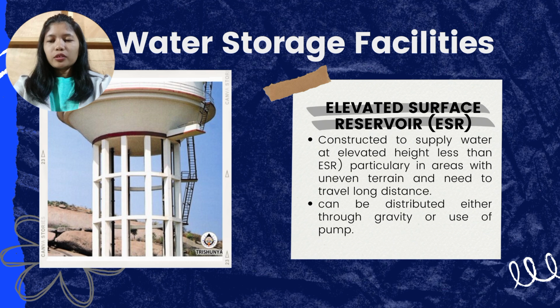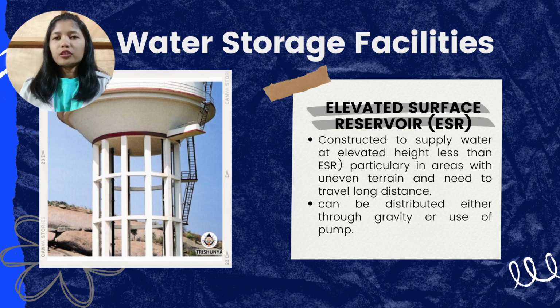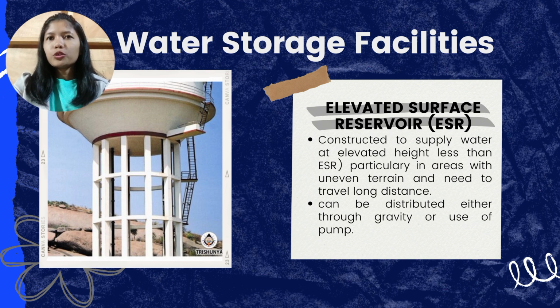Now, we're going to talk about the water storage facilities. Here in our report, I'm going to discuss the three types of water storage facilities. First is the Elevated Surface Reservoir or ESR. ESR is a high-level water storage tank typically built at a height of over 15 meters to facilitate water distribution through gravity. This design is especially useful in areas with uneven terrain or where water needs to be supplied over long distances, as the height allows water to flow naturally without requiring continuous pumping. In some cases, pumps are also used in conjunction with ESR to boost water pressure if necessary.